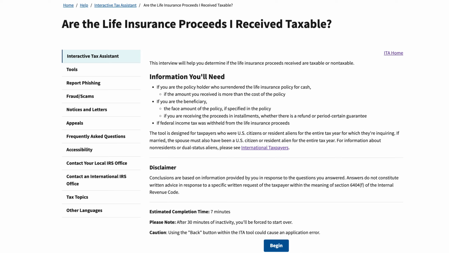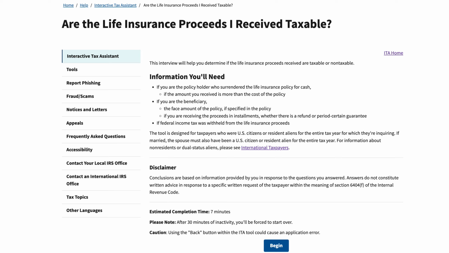If you're a beneficiary, then you would need either the face value of the policy if it's specified, or if you're receiving the proceeds in certain installments, you need to know whether or not there's a refund or a period certain guarantee. So sometimes when insurance policies are paid out, you can elect to pay them in installments over a couple of years, either a guaranteed number of payments or some sort of other arrangement that's detailed in the policy. And then you also need to know whether or not federal income tax was withheld from the life insurance proceeds to begin with.